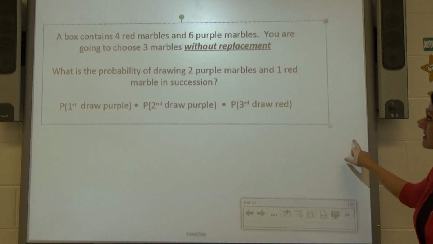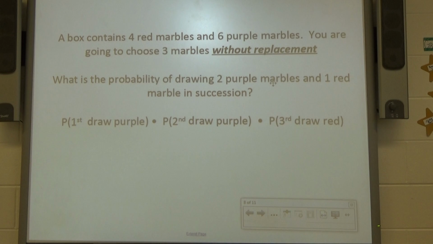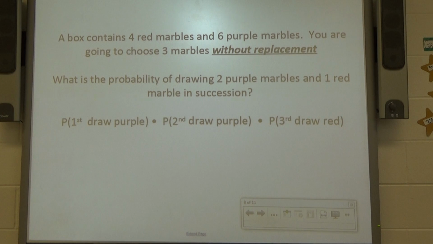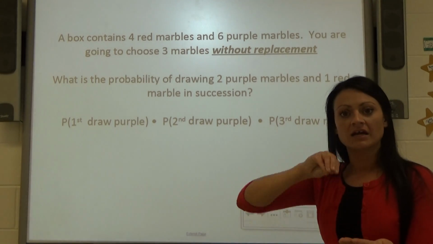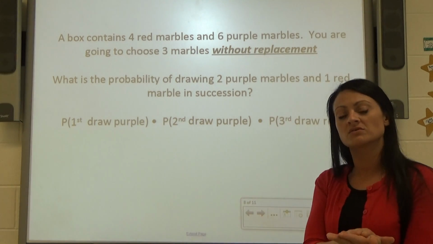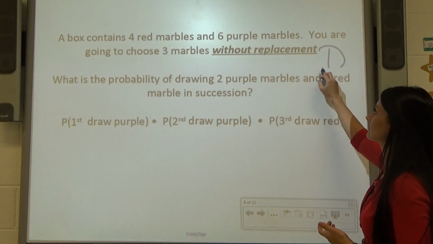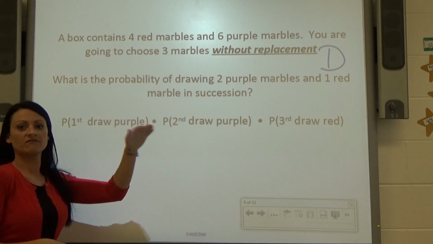And we're going to do this example, which is on your printout of your guided notes that I gave you. So there's a box that has 4 marbles that are red and 6 marbles that are purple, and our goal is to choose 3 marbles without replacement. Because I'm not putting the marble back in, I am changing that initial box of marbles, so this scenario is dependent automatically.